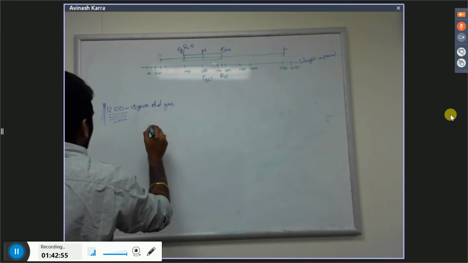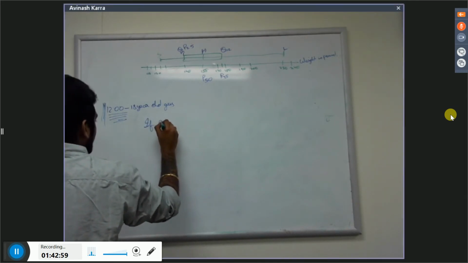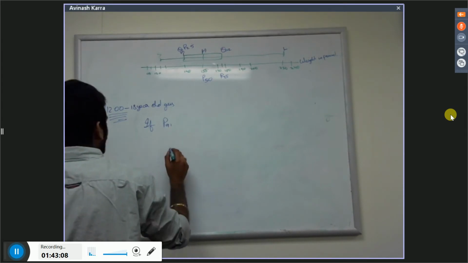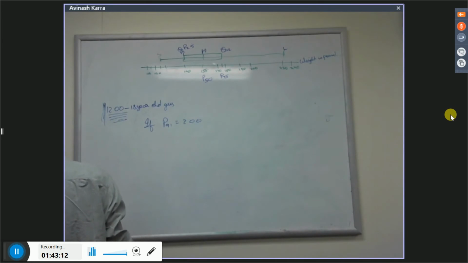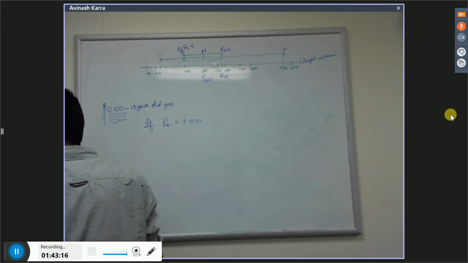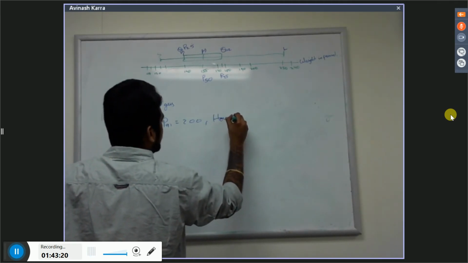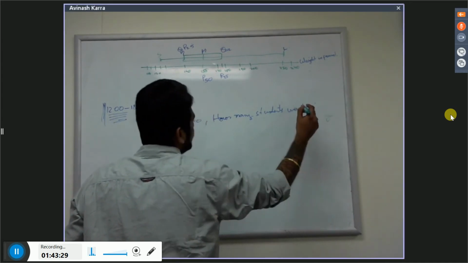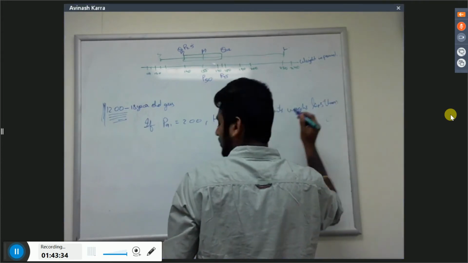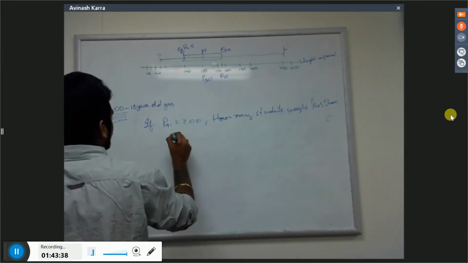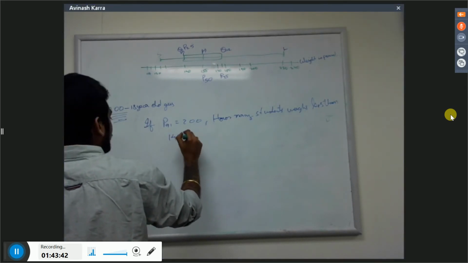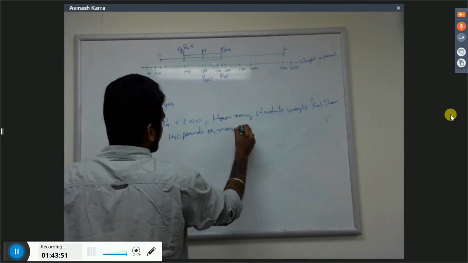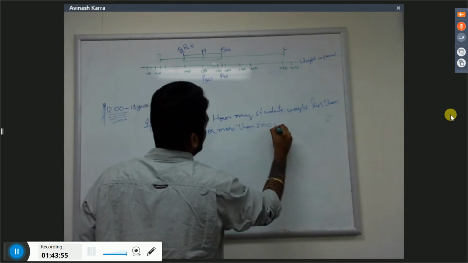Now the question: if the 91st percentile of the weight is 200, P91 is equal to 200, approximately how many of the students weigh less than 140 pounds or more than 200 pounds?